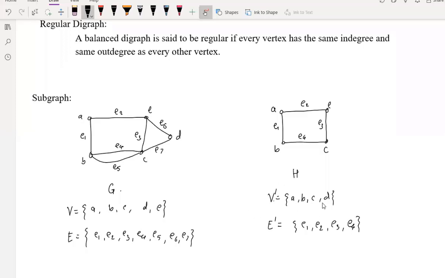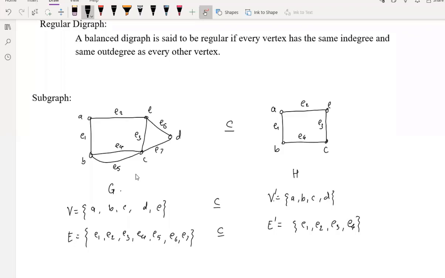So this vertex set V dash is a subset of the vertex set V. Similarly, edge set E dash is a subset of the edge set E. मतलब there are some part of the vertices and some part of the edges. I'll draw it separately here. So this graph is called a subgraph of the graph G. Means the graph H is the subgraph of the graph G. Is that clear?